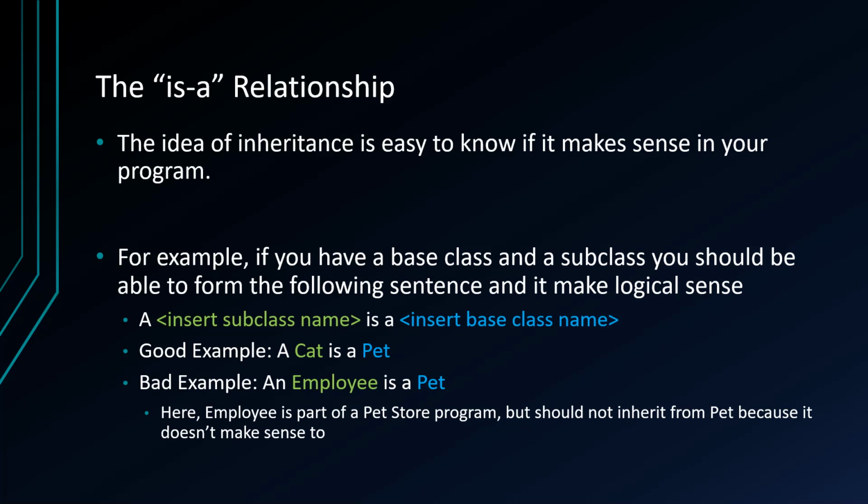Okay, so saying a cat is a pet, that's like, oh, that's a trigger. That's a possibility of inheritance. Now I emphasize the idea of possibility, because it doesn't necessarily mean we have to use inheritance. It's just an option. We may never have the idea of a pet in our program. We just may have a whole bunch of cats and dogs and sheep, snakes, whatever. So here, employee is a part of a pet store program, but it should not inherit from pet because it doesn't make any sense to do so. So use that is-a relationship whenever you're deciding whether you should use inheritance between two classes.